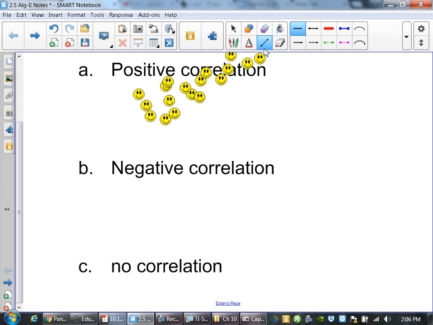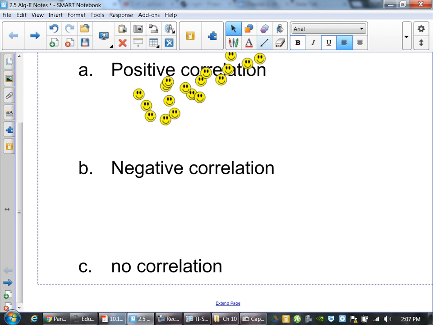So if I'm looking at a positive correlation, it might be doing something like that: a bunch of data points moving up and to the right. What would a negative correlation look like? Down and to the right. Correct.